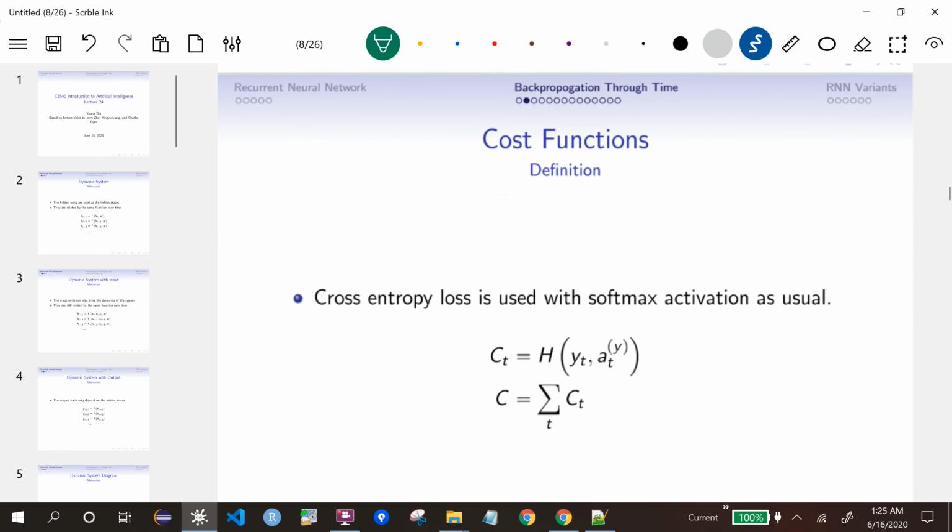So here we are going to use the same softmax activation, and the same cross entropy loss. The loss at time t is basically the loss for a particular word in a sentence, and we need to sum them up for all the words in a sentence. So after we process one document, we need to sum up the cost over each individual word passing through this network.